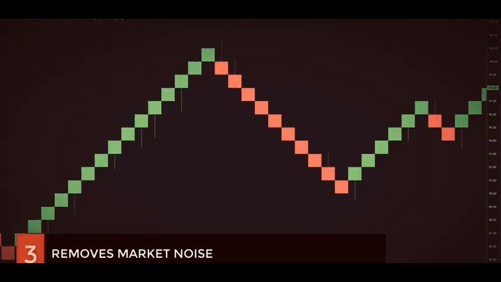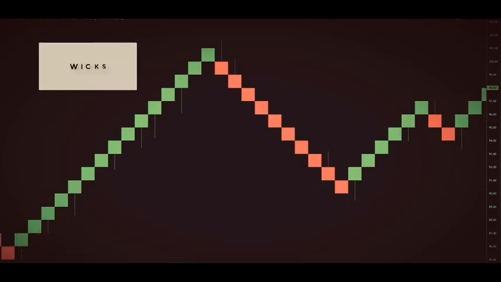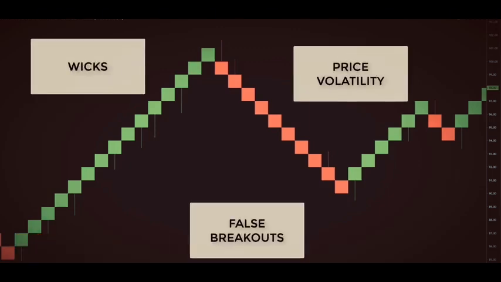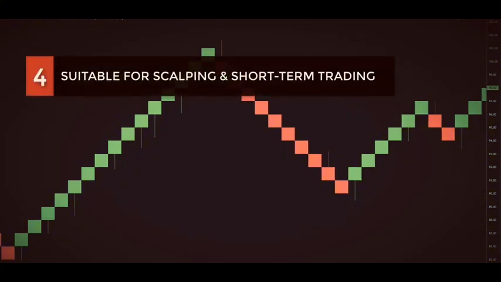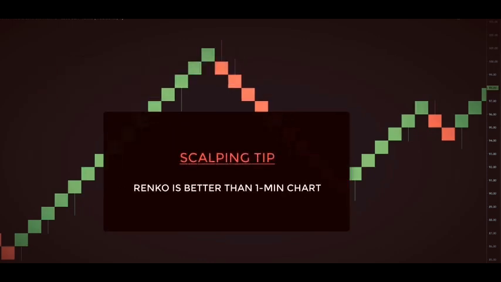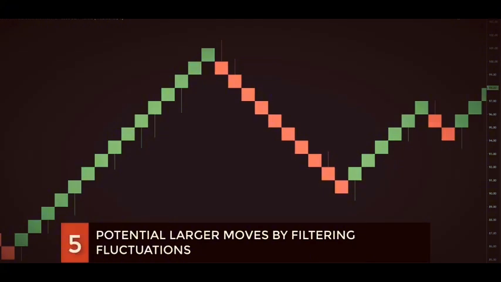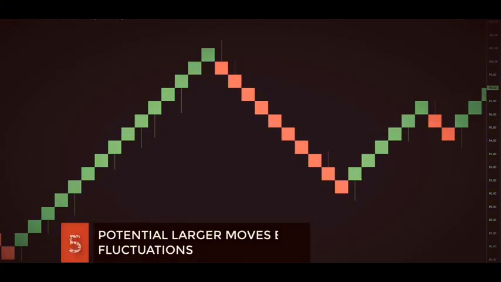Another important advantage is the fact that it removes the market noise seen on typical candlestick charts or bar charts, including wicks, false breakouts, or price volatility. In addition, Renko charts are suitable for scalping and short-term trading. So if you want to scalp the market, I would say it's better to use a Renko chart than trading on the 1-minute time frame. Also, it allows traders to catch larger moves by filtering out minor price fluctuations.